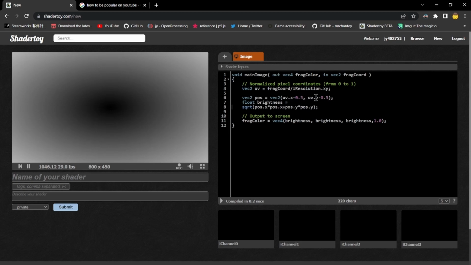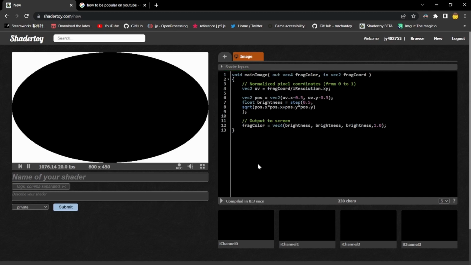And I want to introduce you to a very useful function called step. Step is a very common function in shaders. What step does is that it takes an edge and a value. If the value is smaller than the edge, step returns 0. If the value is greater than the edge, step returns 1. Let's use the edge of 0.5. So what is actually going on here?